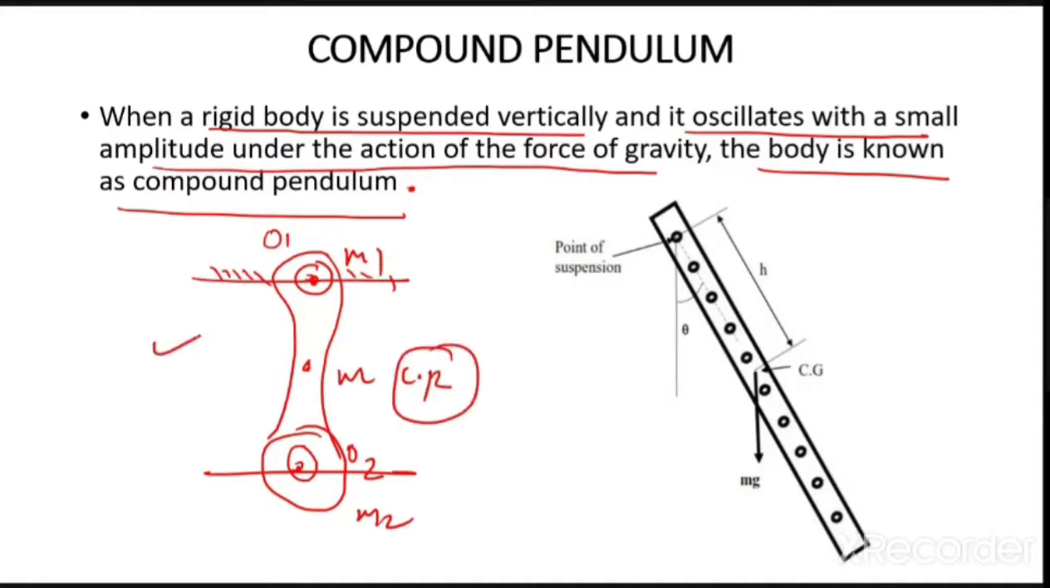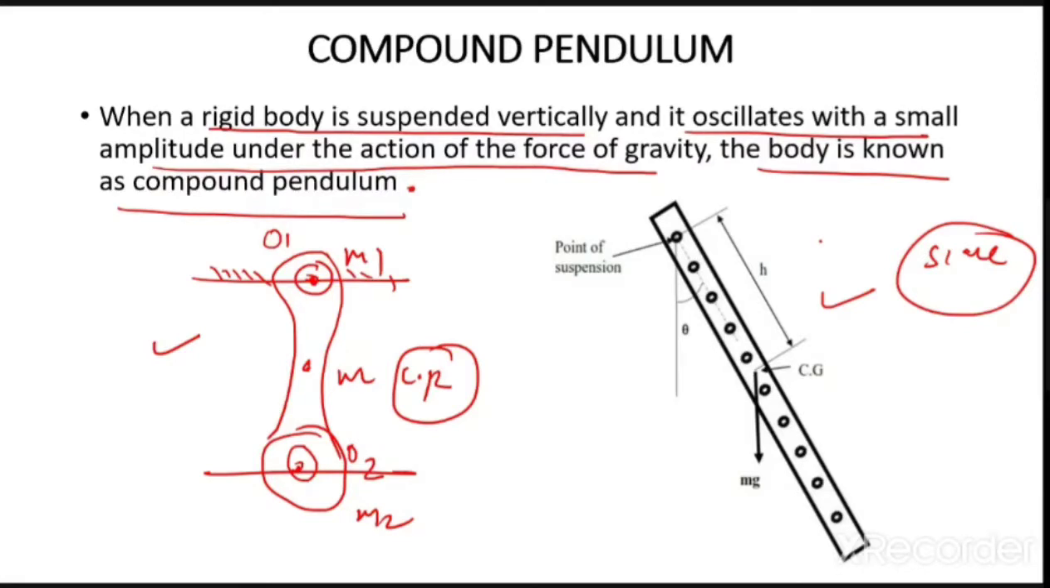You take an example of this connecting rod, or you take an example of a simple scale, with holes perforated over it. So tell me, can a connecting rod be called a rigid body? Yes. If you take a connecting rod and suspend it at the point O, can you call it a compound pendulum, or a rigid body suspended vertically? Hello? Anybody? Yes?